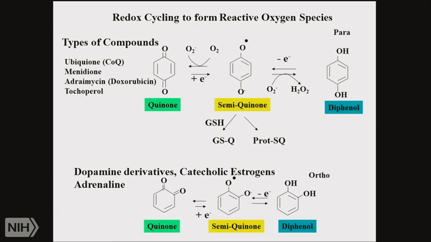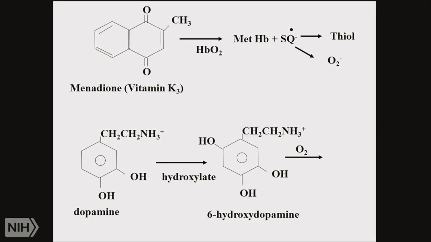Dopamine is also a quinone. Catecholic estrogens and adrenaline all have the same type of redox potentials, where you have an ortho group here. Again, you can make the semiquinone here. This can be converted by putting one electron in and one electron in. You can generate the diphenol, quinone, or semiquinone. Vitamin K is the same thing. You have a paraquinone here. Oxyhemoglobin has been known to donate an electron, and you can generate superoxide, or you can react with thiols.